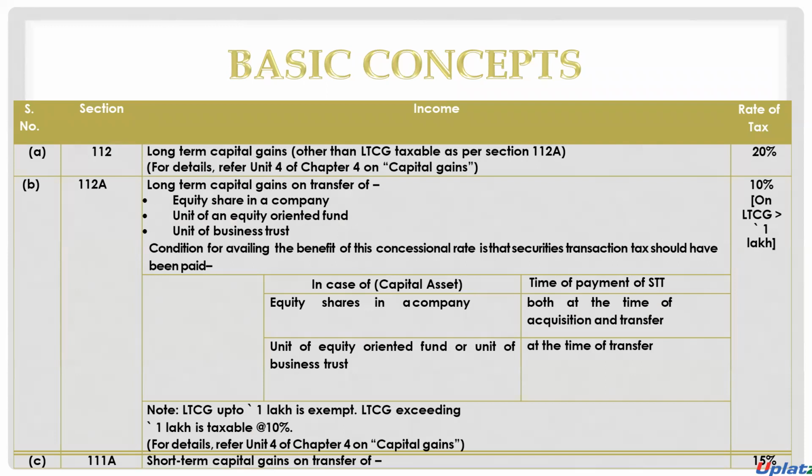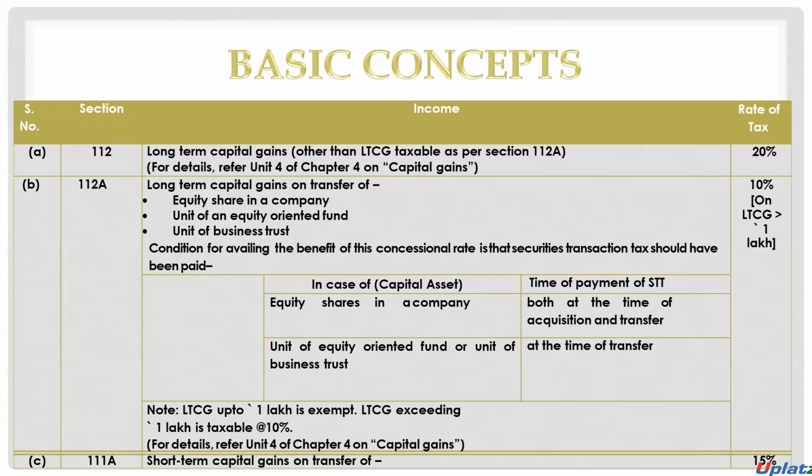In the case of capital assets, just like equity shares in a company, the payment of STT is required both at the time of acquisition and at the time of transfer. You will pay tax on the long-term capital gain at the rate of 10% on the transfer of equity shares in a company, units of an equity-oriented fund and units of a business trust, when the amount of long-term capital gain is more than 1 lakh.